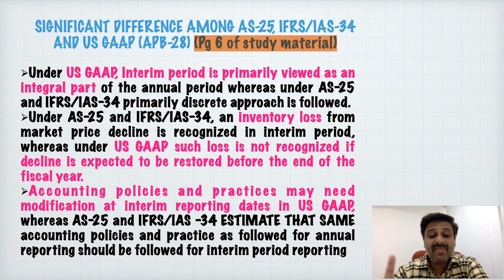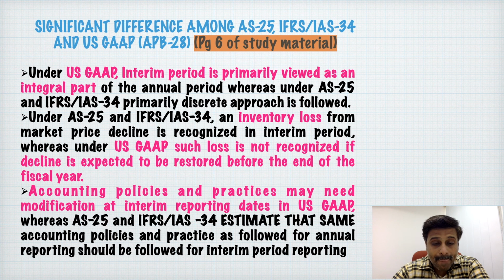Under AS 25 and IFRS IAS 34, take inventory loss. Now what do we do in AS 25? Inventory loss from market price decline is recognized in the interim period, meaning whichever period the inventory loss occurs, in that period you take it. But in US GAAP, such loss is not recognized if the decline is expected to be restored before the end of the financial year. So again, in US GAAP you follow the integral approach, but in AS 25 and IAS 34, in inventory loss also, which approach do you follow?